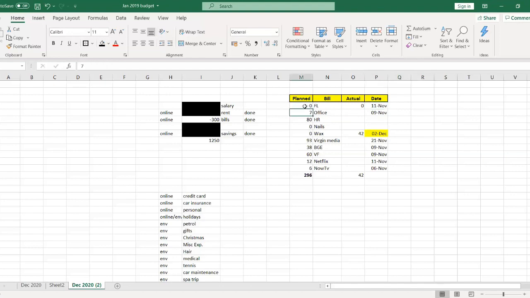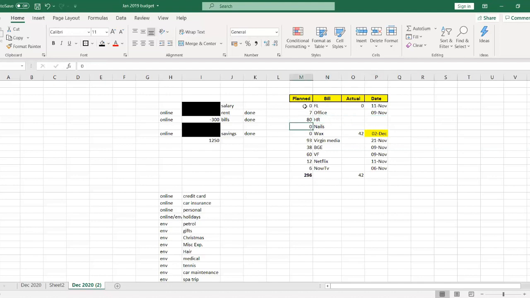Moving down here, I have Office. My planned amount for that is 7, and in November, I paid that on the 9th. Next up, HR is horse riding. It's another one of my hobbies. It's €40 for each session, and I allow myself to go twice a month. So for that, I have planned €80. I haven't actually booked it in yet, so there's no actual amount yet, and I don't have a date for that.